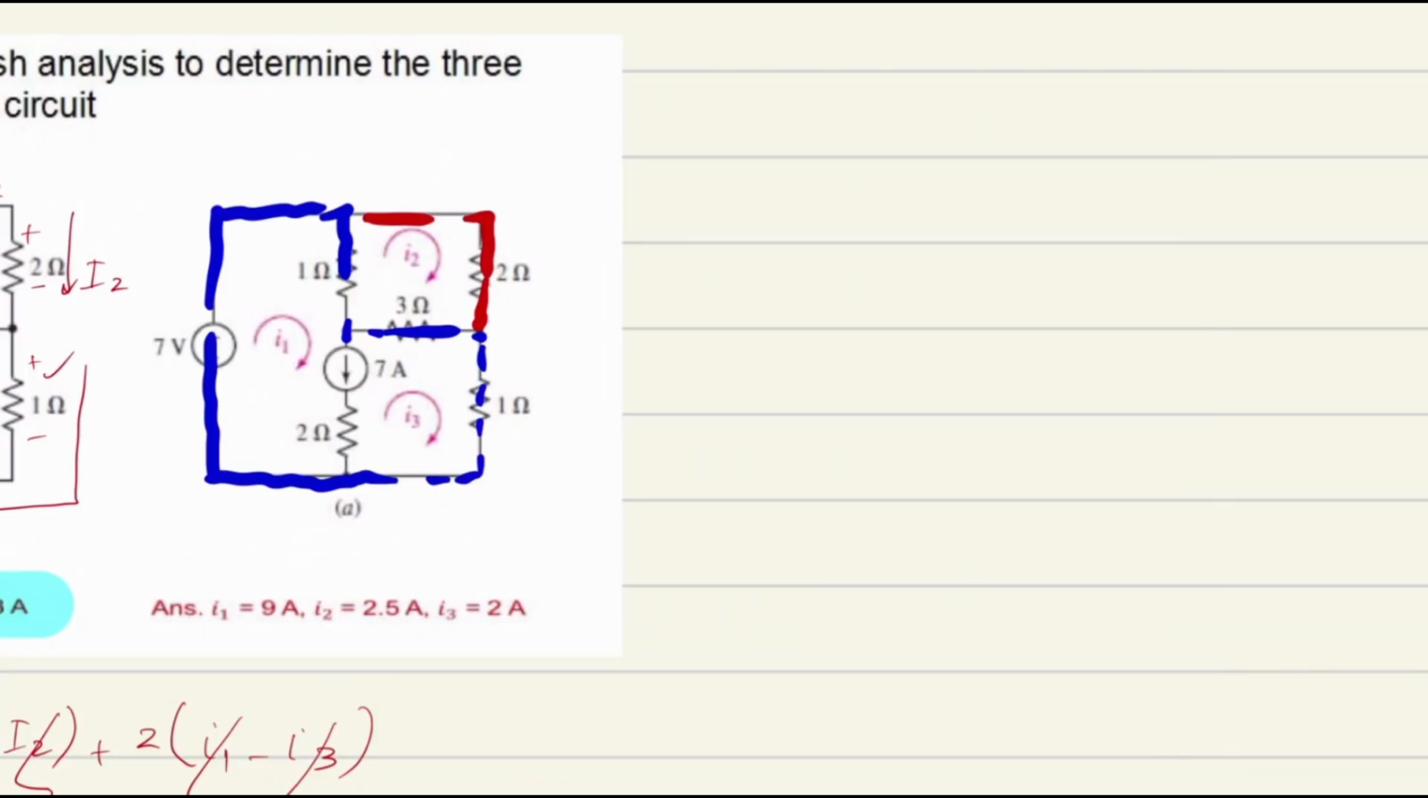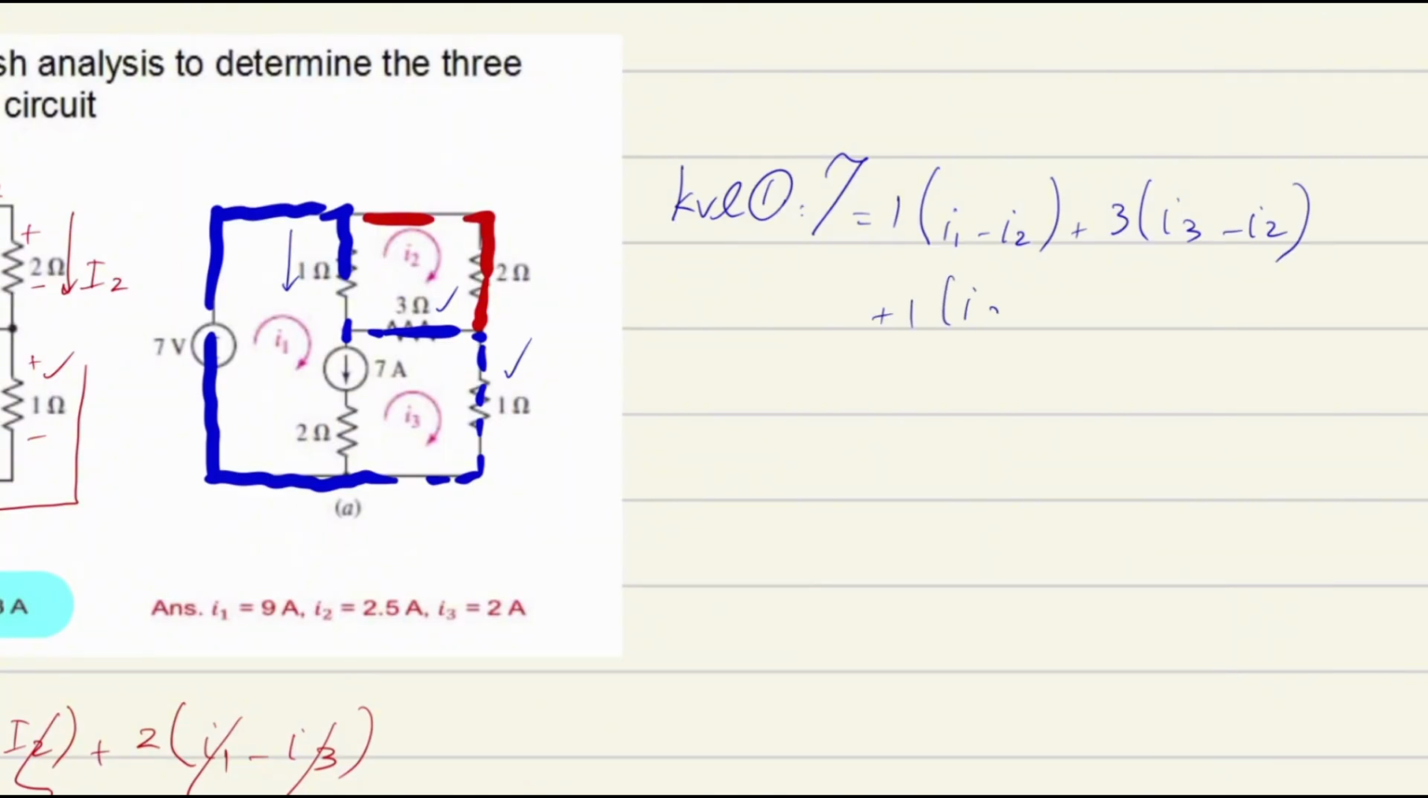So let's write down the first KVL, which is going to be for the blue one. The KVL 1 says that 7 equals 1 times, obviously we are talking about this point, I1 subtracted by I2. And another voltage drop because of this is going to be plus 3 times I3 subtracted by I2, and it's going to be plus 1 times I3.